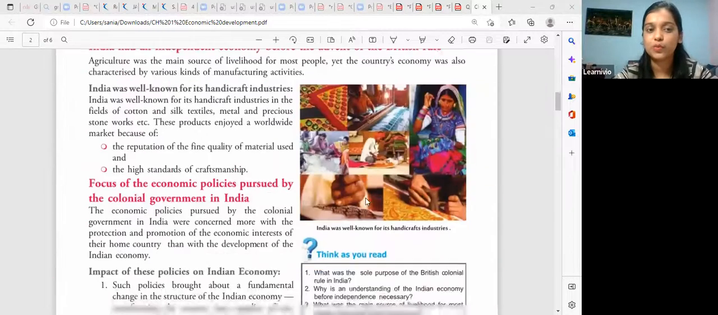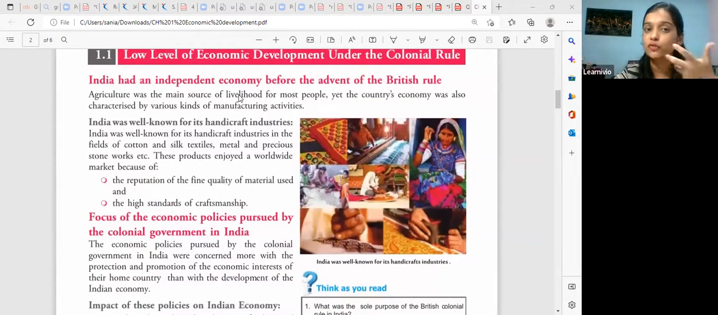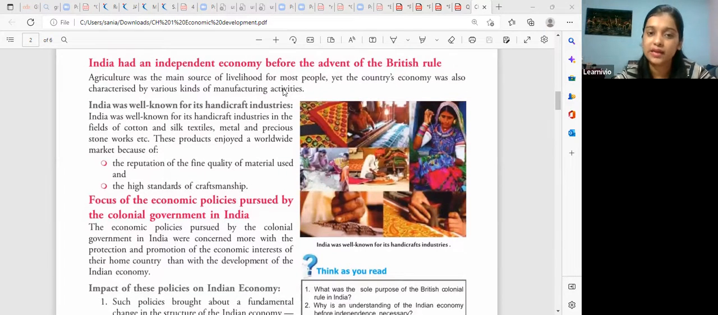What we did in the previous class. First, we looked at the condition of the Indian economy. The Indian economy was basically totally dependent on agriculture before the advent of British rule, right? It was also engaged in handicraft industries, and Indian industries like the handicraft industry enjoyed worldwide fame because of two things. First, the quality of materials they were using, and second, the high standard of craftsmanship.